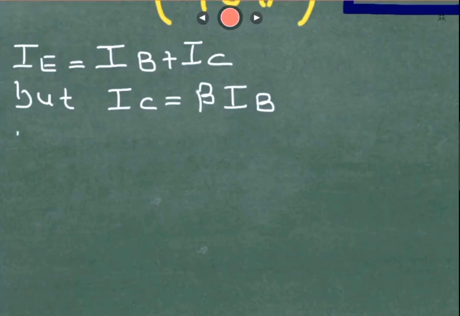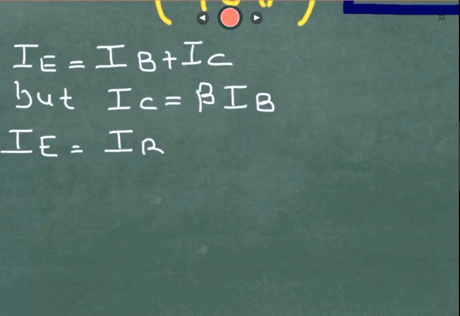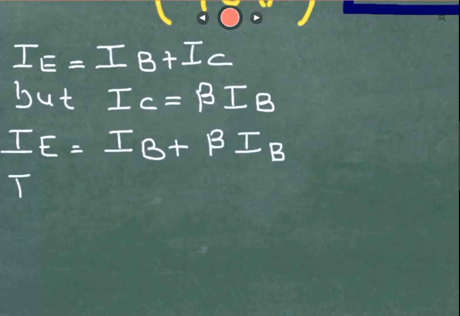The value of IE can be represented by IE is equal to IB plus beta into IB. What I have done is I have replaced this IC by beta into IB. So in this manner, value of IE can be represented.